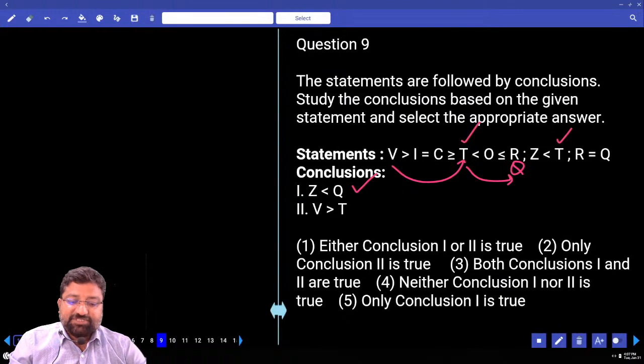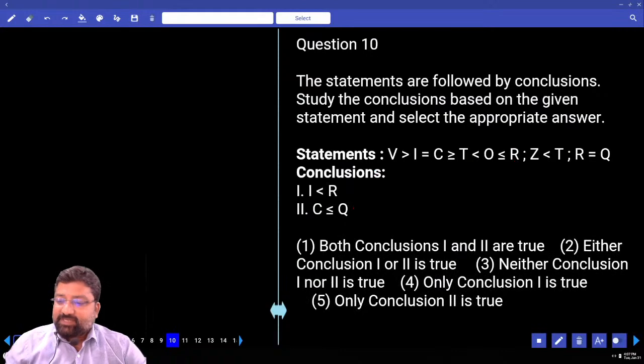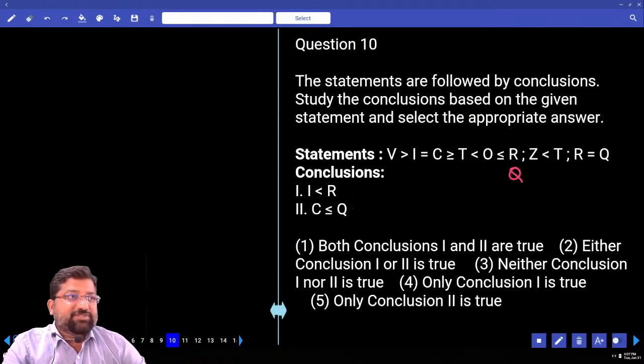Greater than, conclusion, greater than. Both 1 and 2 follow. Yes? Let's go for the 10th question. Again, the same story is given. R is equal to Q.